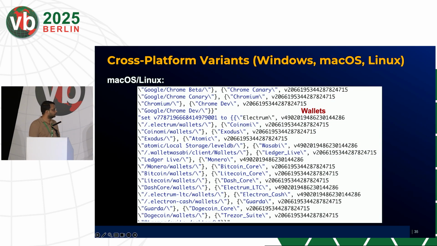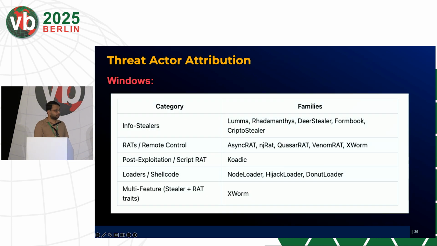So this is all about the wallet information from the browsers. This is a macOS example. Linux and Mac are kind of similar; we found similar samples. We will skip Linux right now, but in the paper we will share the Linux as well. Now we will see the threat actor distribution.